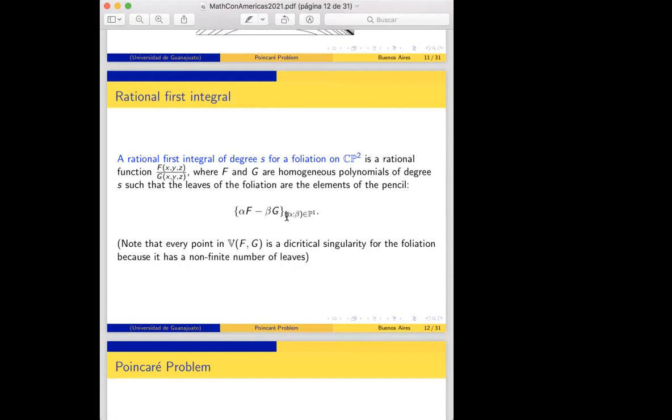A pencil is a family of algebraic curves parameterized by that. Then every point in the base locus of the pencil, the common zeros of f and g, are the dicritical singularities for the foliation. Because in these singularities, we have an infinite number of leaves. Every element of this pencil passes through them, so we have the dicritical singularities in this case.